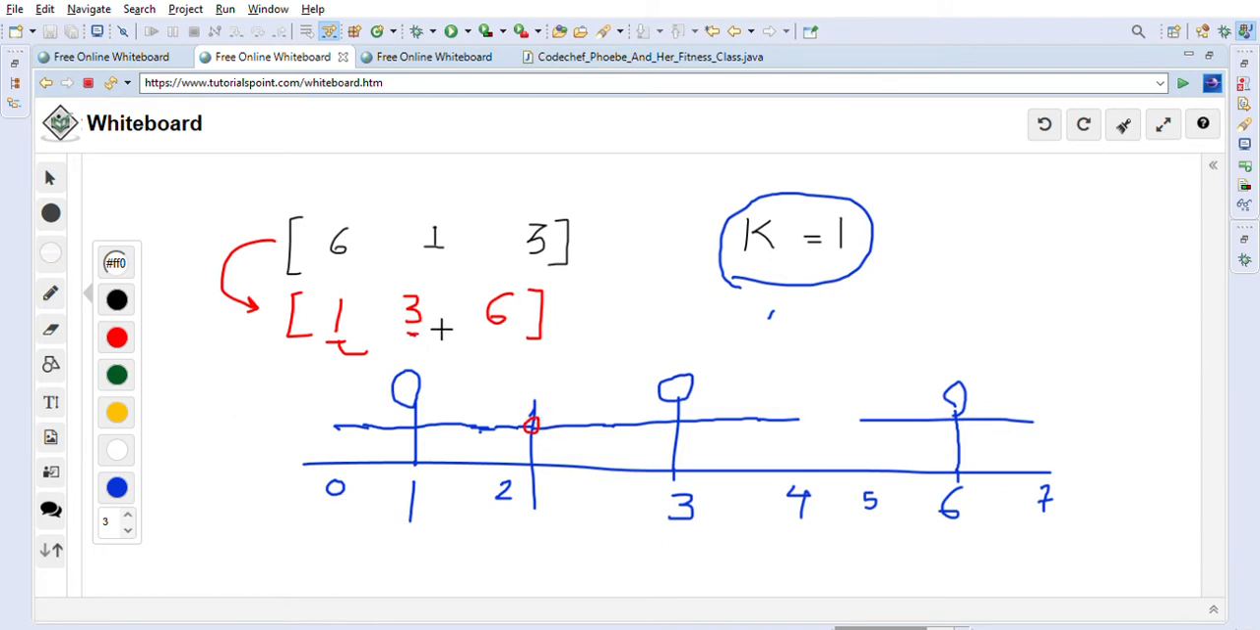After that we will go to 3 and again compare to the next person. Again we will know that they are not overlapping. This person's hand goes until 4, and for 6, this person's hand comes until 5. So no overlapping, and this is the end of the array. We did not find any overlapping, so this is a perfect exercise. Perfect exercise example. This is how we are going to solve the Phoebe and her fitness class problem on Codechef.